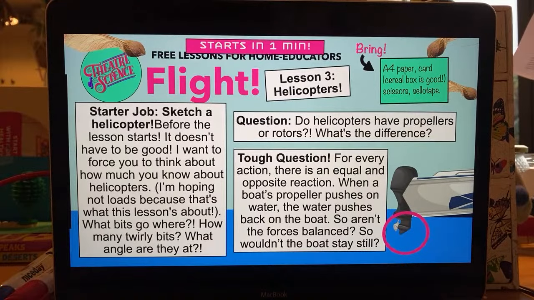Right, I have got my bits. Have you done all your jobs? Oh, good, even more people have come. Should we get started? Well, I'll just double check. A4 paper, yes. Card, cereal box, yes. Scissors, sellotape. God, you don't need much, do you, to make this fantastic?